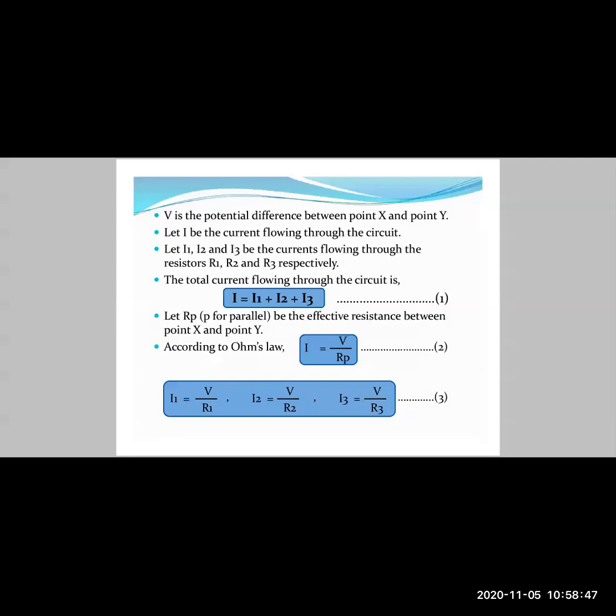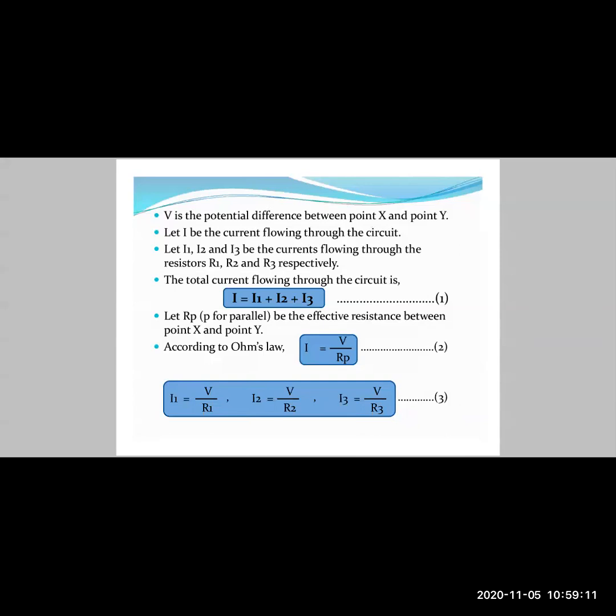So initially, the total current flowing through the circuit is what? I, right? Now, at point X, the 3 conductors get divided, so the current also gets divided. So the total current flowing through the circuit can be written as I equals I1 plus I2 plus I3, right? Which is equation number 1.